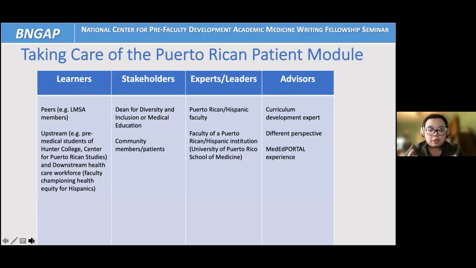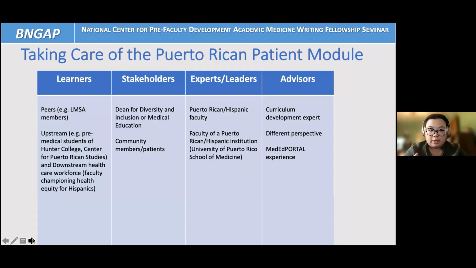So we want to use an example that Dr. Williams was actually a part of, and this is a publication with Dr. Sanchez. It's the Taking Care of the Puerto Rican Patient model, with LMSA members, but they also thought about upstream. So they thought about who else they could teach about this. They looked at pre-medical students at Hunter College, the Center for Puerto Rican Studies, and also downstream healthcare workers. So they looked for faculty that were championing health and health equity for Hispanic populations.